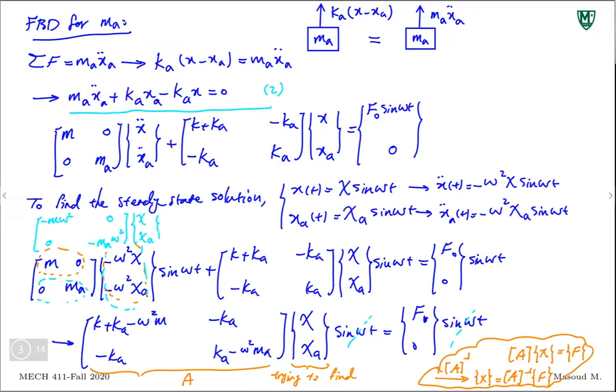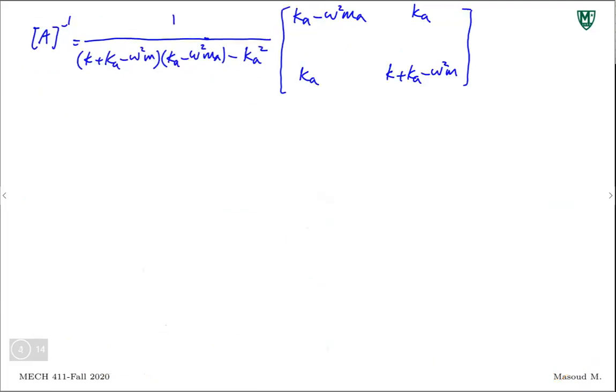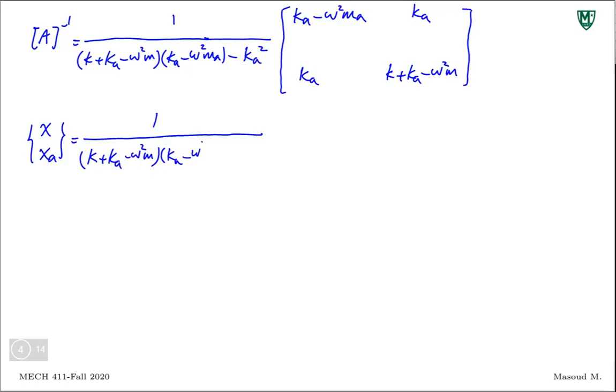Now, to find X, I have to multiply A inverse by F, the force vector. In this case, it's F naught and 0. I divided both sides by sine omega t, since that's not what I was interested in. So x and xa becomes 1 over K plus Ka minus omega squared m times Ka minus omega squared ma minus Ka squared.